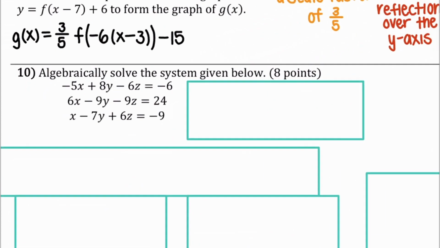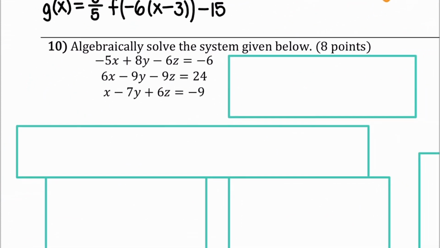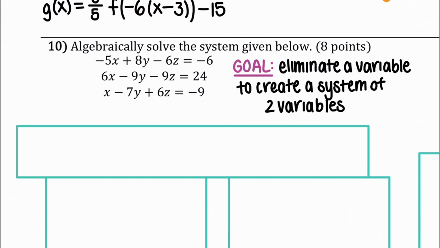Alright, let's look at number 10. Number 10 says to algebraically solve the system below. Once again, we have the choice of either doing elimination or substitution. I'm personally going to choose substitution. No, I am not going to choose substitution. I'm choosing elimination. Same idea: we want to eliminate a singular variable to create a system of 2 variables.